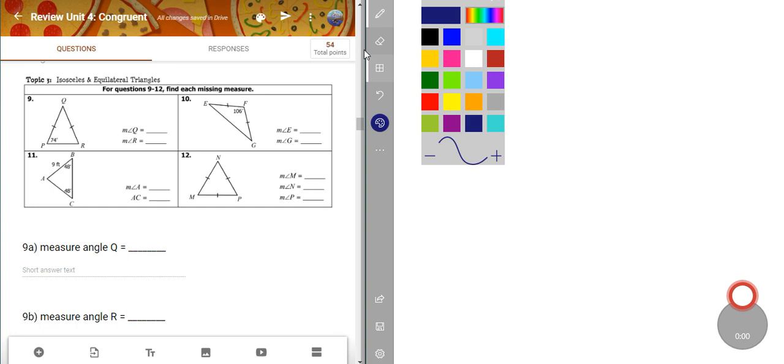On to 11. 48 and 48. So if the base angles are congruent, that means the side lengths have to be congruent. That's our converse to the isosceles triangle theorem. So if this is 9, this has to be 9. Units are feet. And the angle measurement, let's see, 48 and 48 is 96. So take that away, 84 is your leftover piece. So we've got measure angle A equals 84 and AC equals 9.